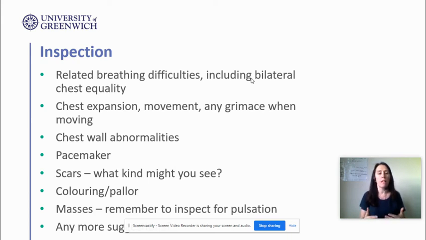Looking for pulsation in a mass as well. So, sorry, I'm looking at the bottom of this. It just says any more suggestions. What is a pulsating mass? Where might you find it? So, pause the video and think about this. Have you ever been taught before about a pulsating mass? So, what I'm trying to get at here is an abdominal aortic aneurysm.